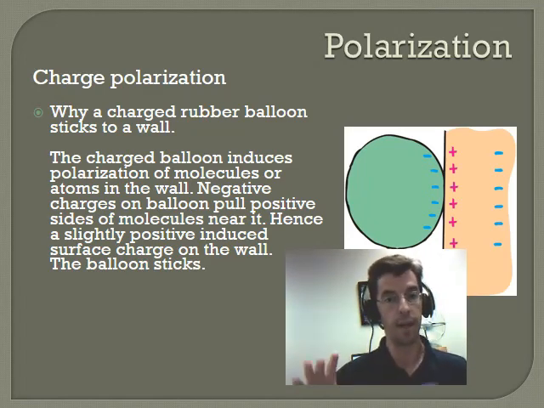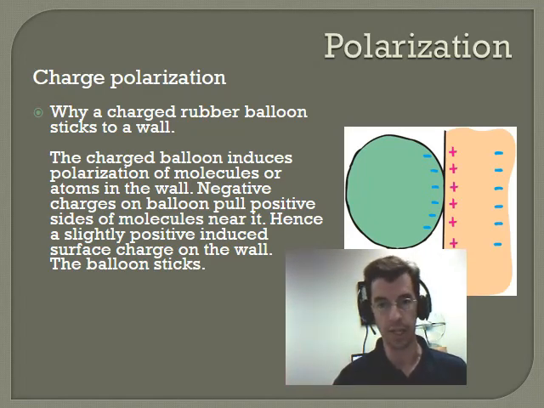Now again, the wall is not a conductor. It's a neutral kind of material. It's essentially an insulator, really. But it does have charges in it. You know, it's got positive charges, negative charges.